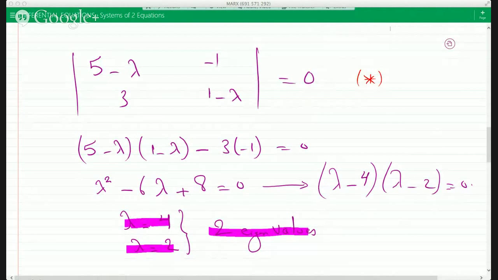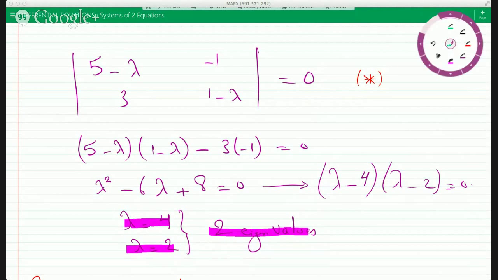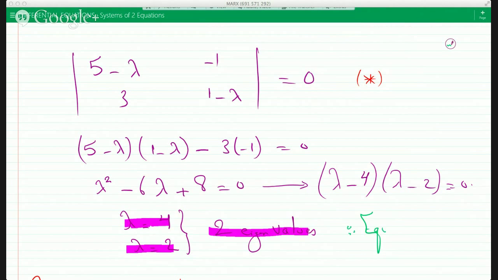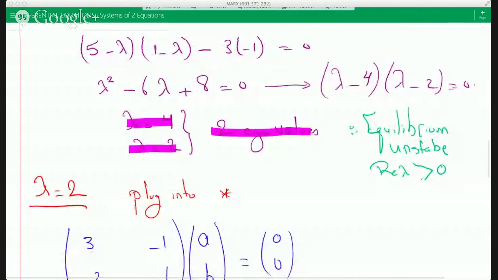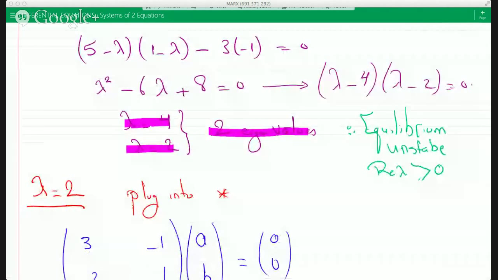By the way, if the lambdas are positive and real, what does that tell you about the stability of the points? The real part is greater than 0. Then the equilibrium point is unstable, because the real part of the eigenvalue turned out to be greater than 0 and there's no complex part. So we're just looking at the real part of the eigenvalue. That means the x part of the x derivative and the y part of the y derivative is positive.